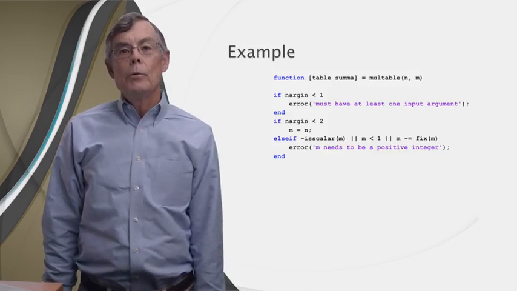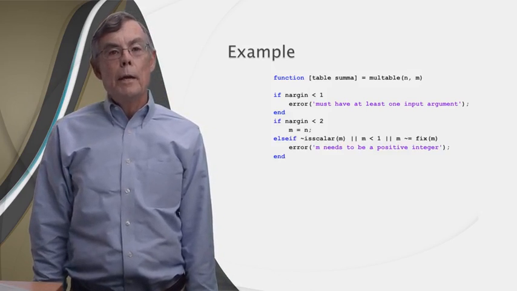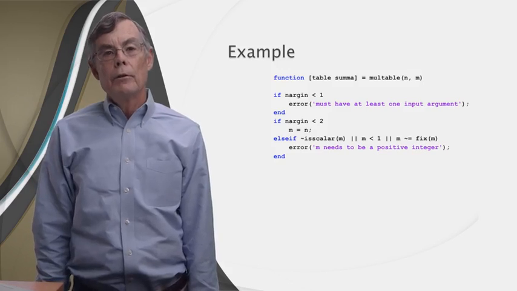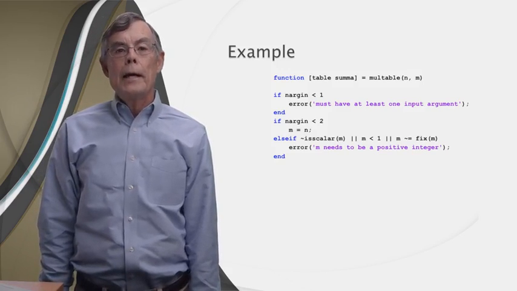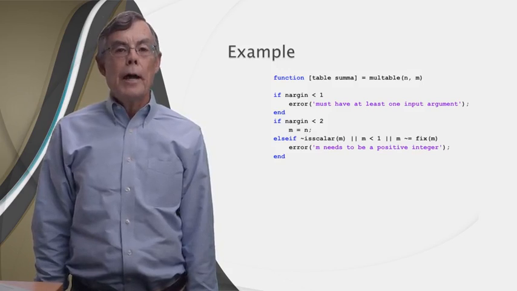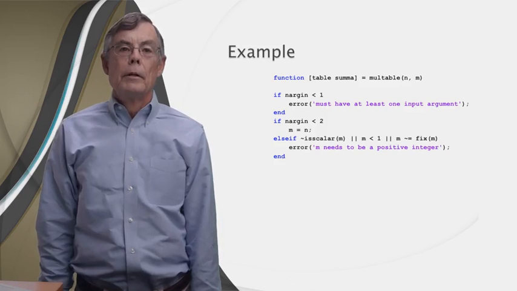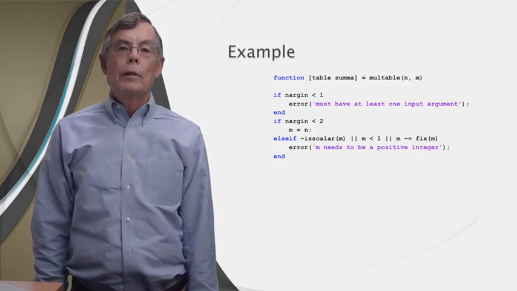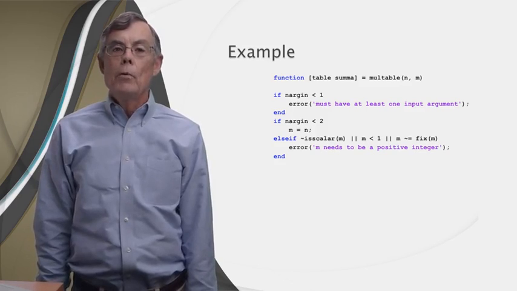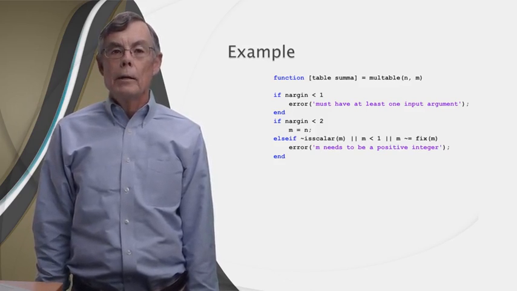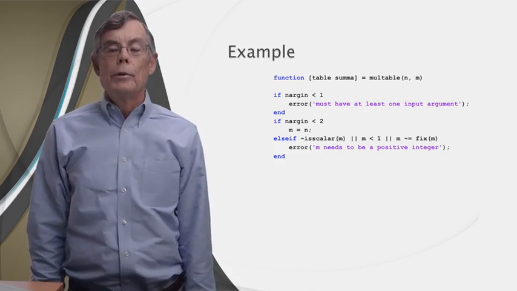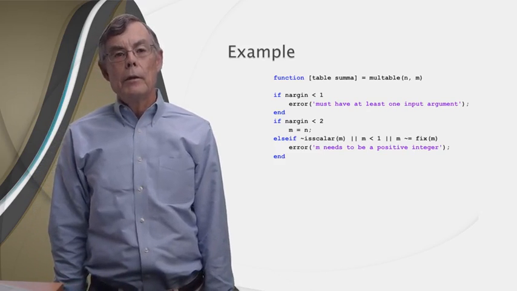Next, we check to see whether the function was called with m, just as we did in the earlier version of the function. But this time, we add an else if to check for the correct type of m. The type we want is a positive integer. The else if uses a combination of 3 conditions. If any one of them is true, m is not a positive integer. We use the OR operator to combine these conditions.